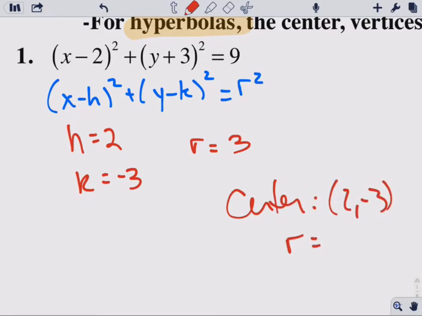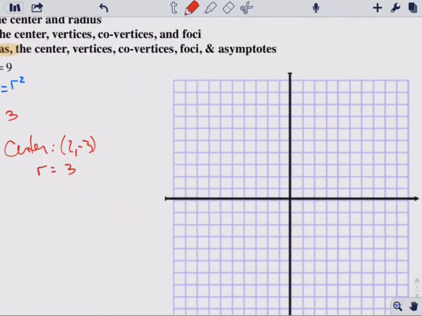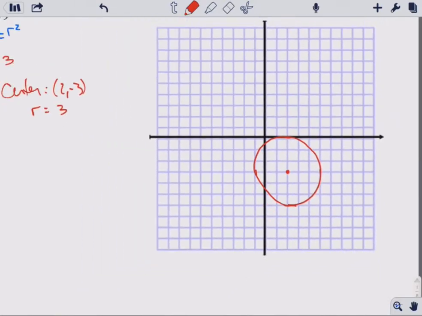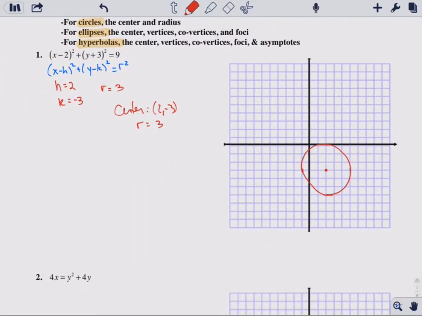Okay, so that means my center is at (2, negative 3). My radius is 3. So I come over here and graph. (2, negative 3) is here. Radius is 3. Okay, and your circle doesn't have to be perfect. It does need to hit the points you picked. And there's your circle. Okay, so that's number 1.